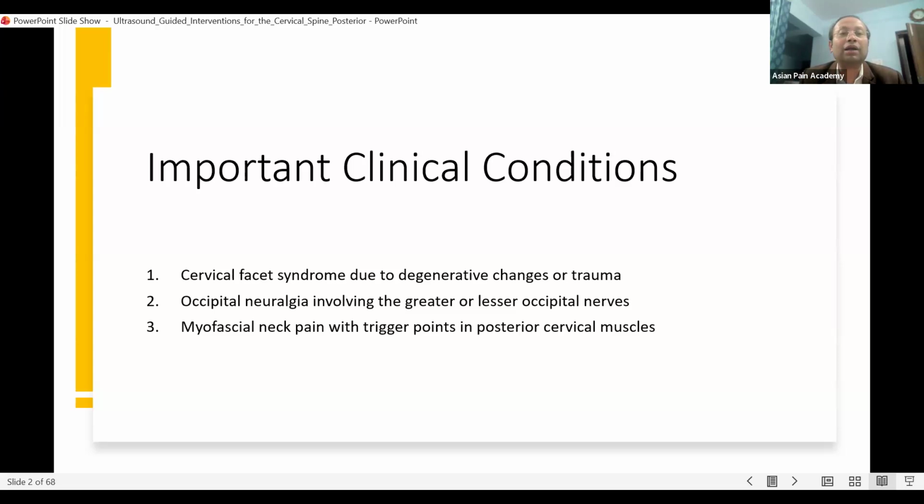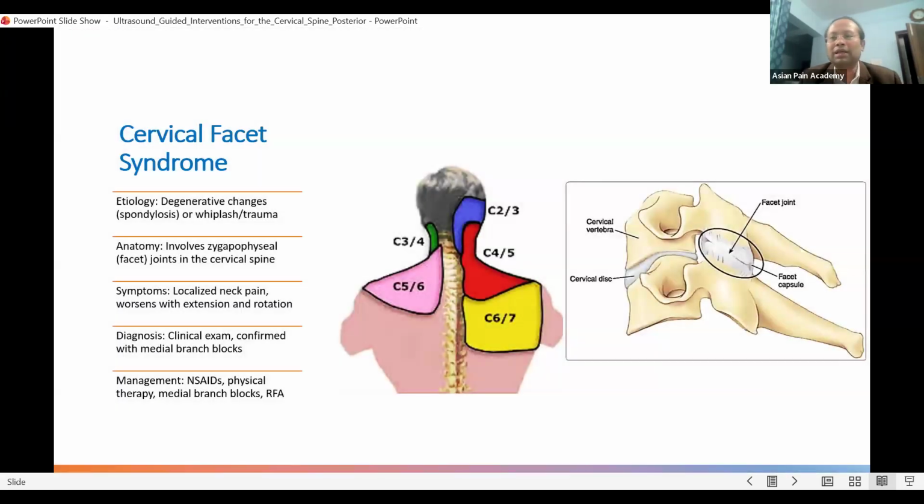Now, third one is myofascial neck pain with trigger points in the posterior cervical muscles. Myofascial neck pain is very common in most of the cases. So where is the trigger point? Trigger points we usually get in the trapezius, levator scapulae or splenius, and suboccipital region muscles. There are some suboccipital region muscles. So in those areas, it is the reason for the myofascial neck pain.